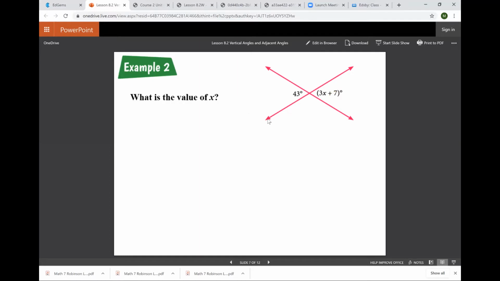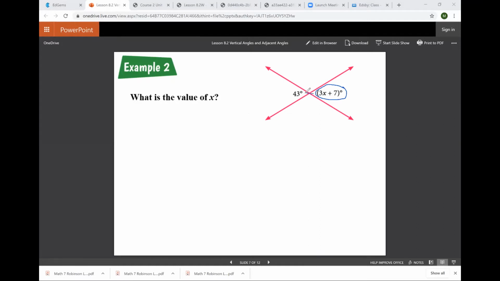What's the value of x? Now, this time they didn't say what's the value of the angle. They said what's the value of x. So you already know how to figure out how much this term right here is worth. And then this is where you're gonna get your problem. So you know how to figure out how much this is worth. How much is that worth?